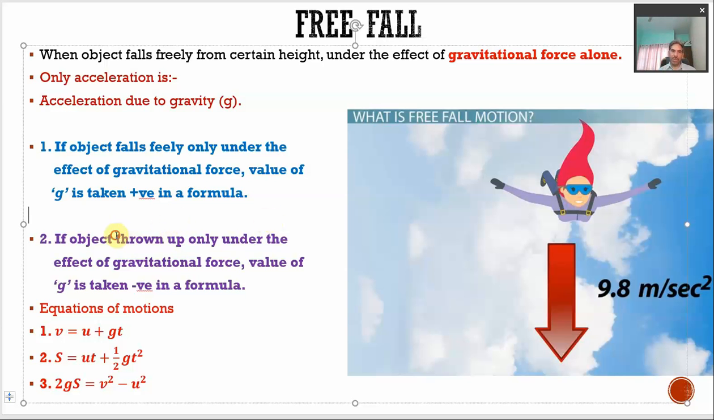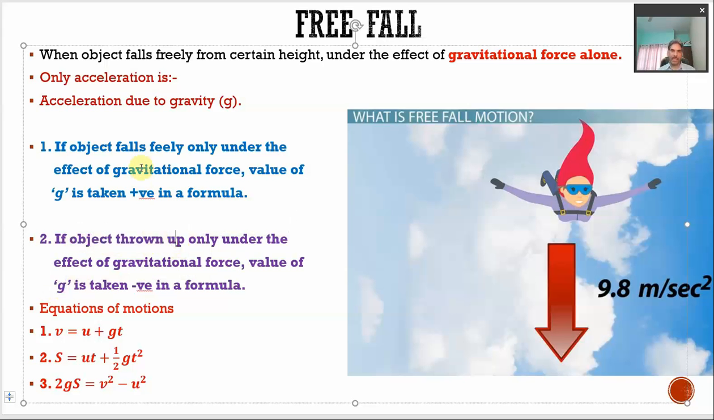If an object is thrown up only under the effect of gravitational force, with no other force, then after throwing it, the value of g in calculations or formulas is taken as negative, because in that case the motion of the object is in the upward direction, which is opposite to the gravitational force, which is in the downward direction. So whenever an object is thrown up, it moves up against the direction of the gravitational force. The direction of gravitational force is downward. So that's why the value of g is taken as negative in this situation.